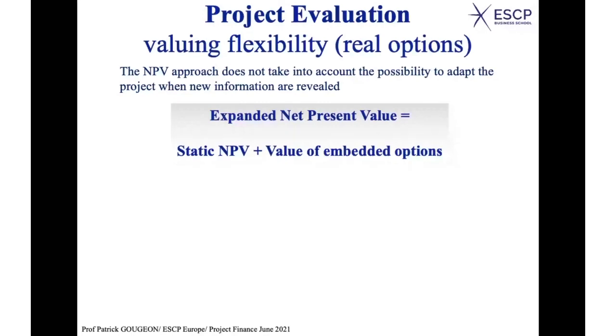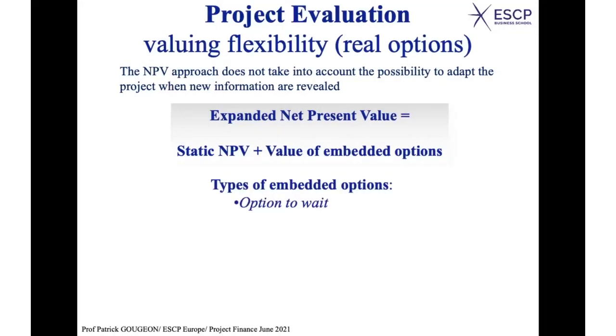So now what are we going to consider? What are the types of embedded options for the different projects we may have to look at? For instance, a project may provide you with the option to wait. Why should you wait? Because you are waiting for information. But you have to invest, because otherwise you will not be able to take advantage of this new information. So you wait and see.